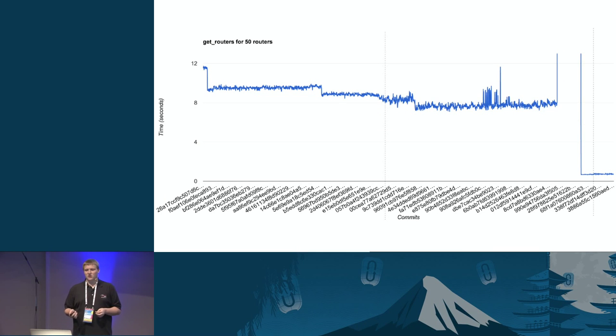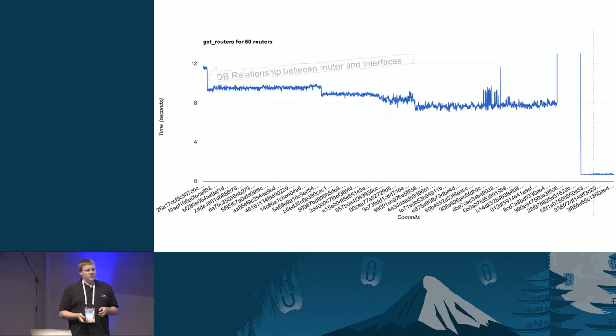So here's the get routers performance from the start of Kilo all the way down to the Liberty release. I don't know if you can see the small dotted line right in the middle. That was our Kilo release, and then the small dotted line right at the end was the Liberty release, and that'll be the same on the next graphs.